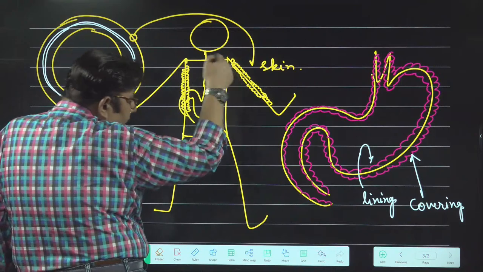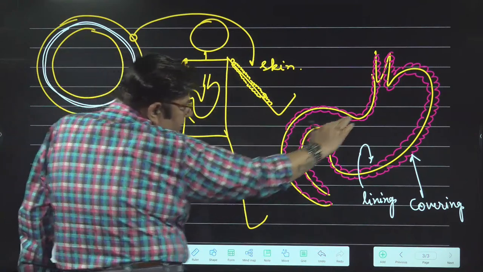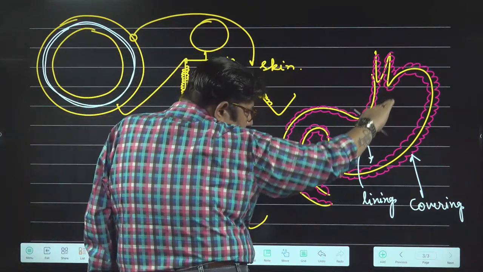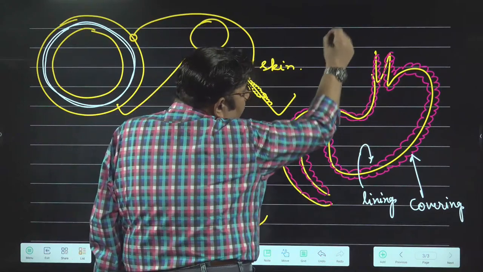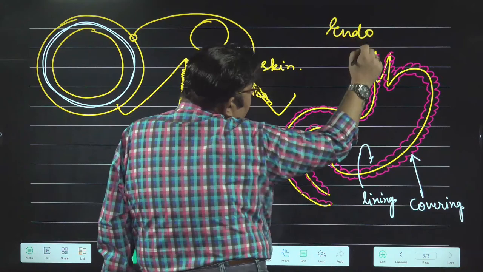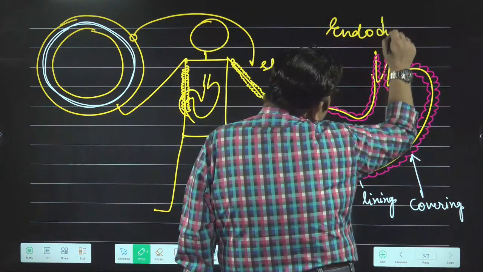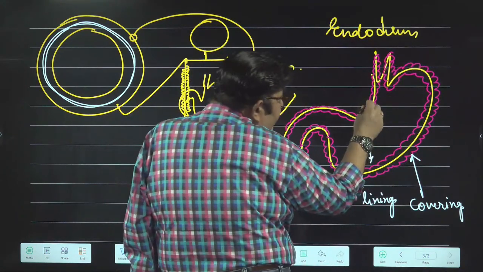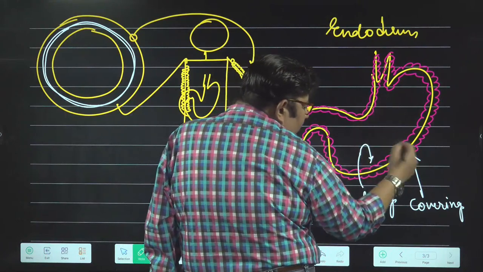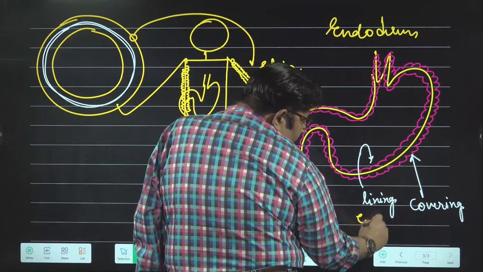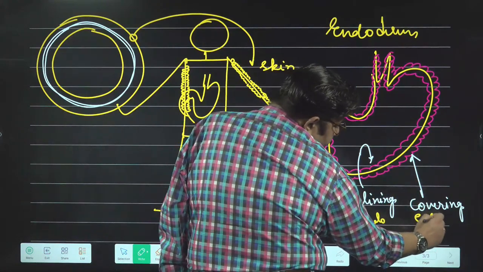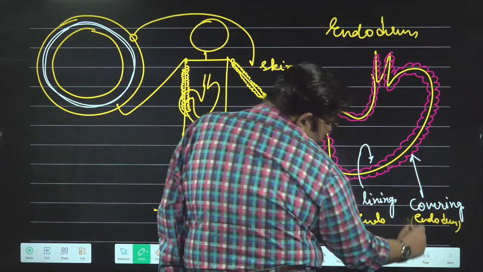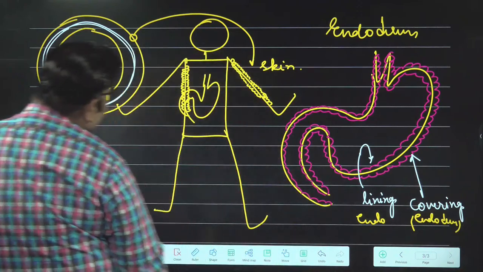Now, if you look at the stomach, the lining of the stomach, the stomach originates from endoderm. So the lining of the stomach also comes from endoderm. So this is also endoderm. And the covering also endoderm.